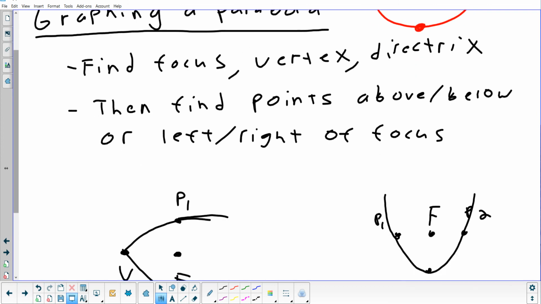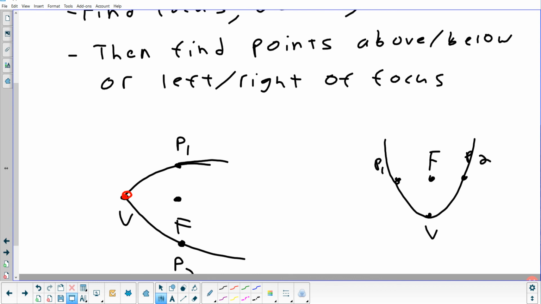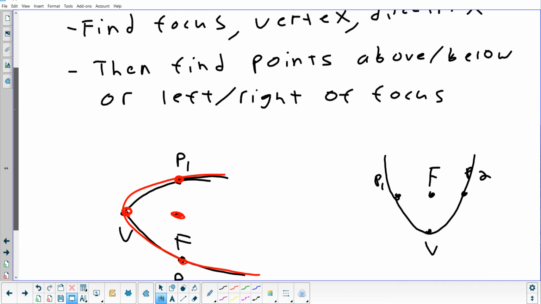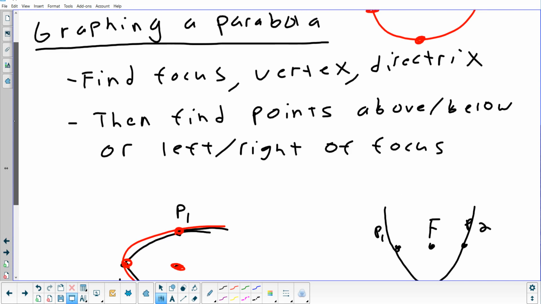If the parabola opened left or right, then I would say, well, find your vertex, find your focus, here's your parabola, then get a point above and below. So depending on which way it opens, you'll either go above and below or you'll go left and right. All right. Questions on that idea?